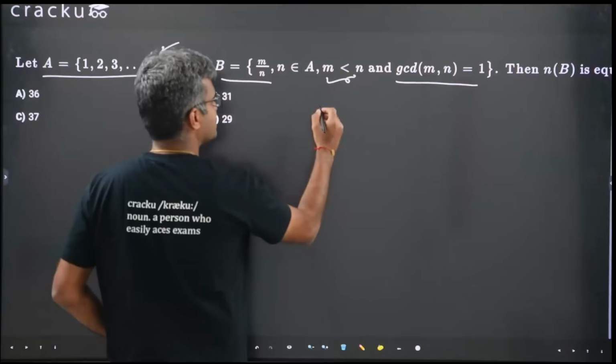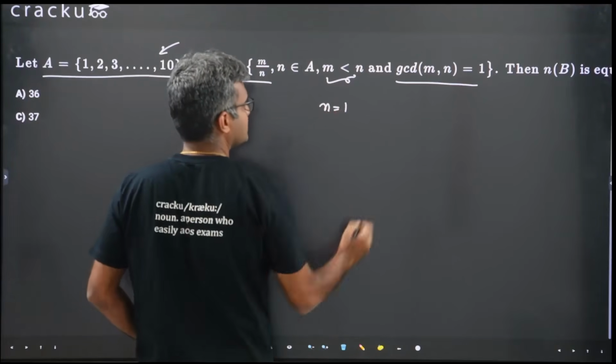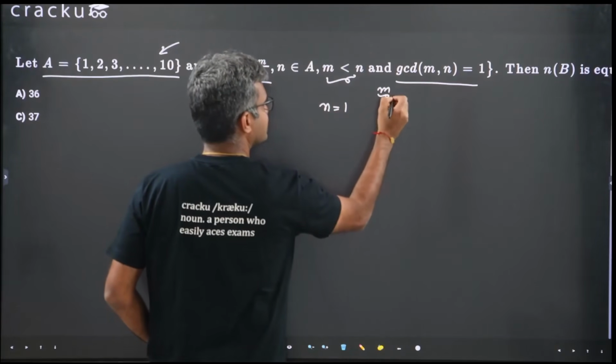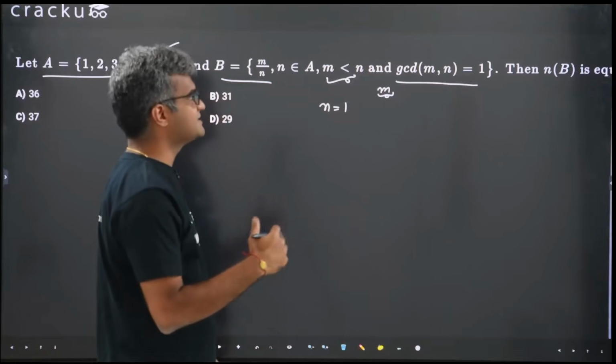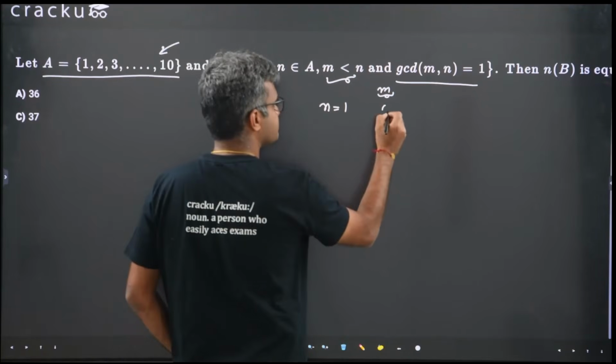So let us assume that when n is equal to 1, the values that m can take is nothing, because we want m to be less than n. So there are 0 values.